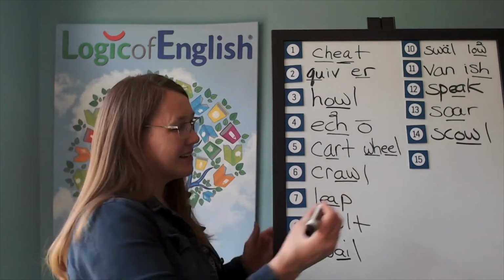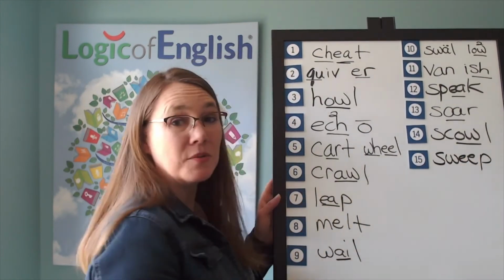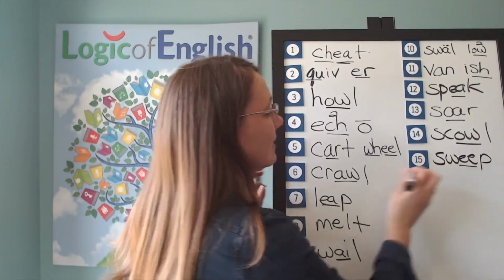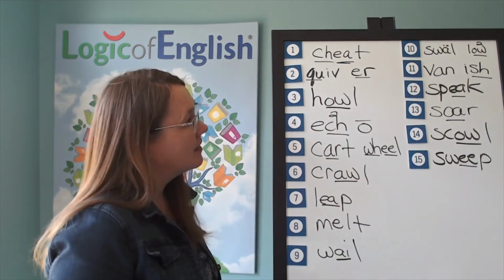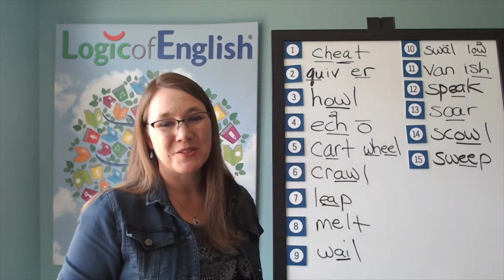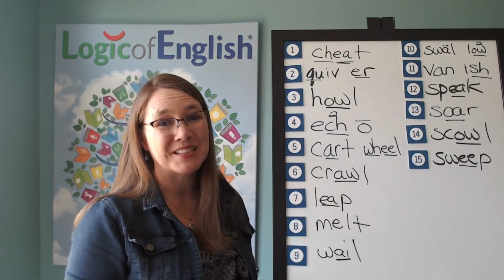Excellent. Help me to write it. S-W-E. P. And how will we mark it? We'll underline the E. Let's read it. S-W-E. P. Sweep. Look at how these multi-letter phonograms contribute to helping us to understand how these words are read and spelled. Great work today.